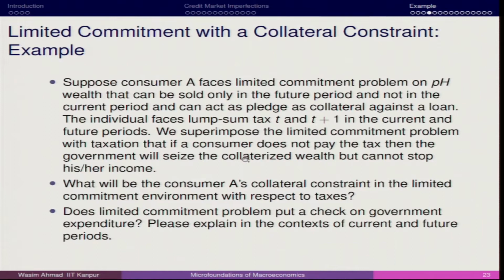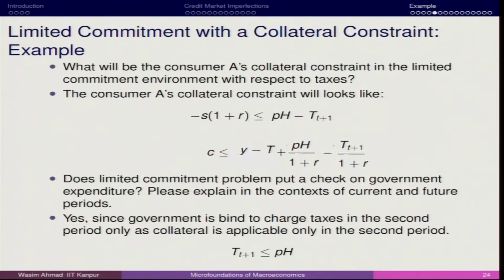If we are imposing this condition, then how can we calculate the consumer's collateral constraint in the limited commitment environment with respect to taxes? Because it is going to play a role in the future period, can this collateral impact the government expenditure? Because the government can only react to the taxes if he or she is not paying, but cannot control the income of the individual. So, this is how it looks. What will be the consumer's collateral constraint in the limited commitment environment with respect to taxes? It will be: minus S into 1 plus R is less than PH minus T(t+1).